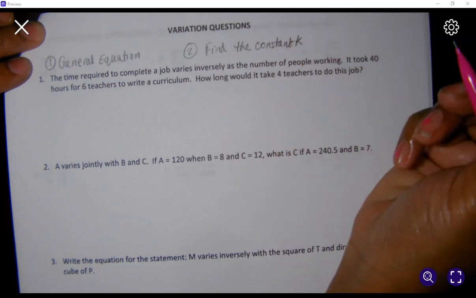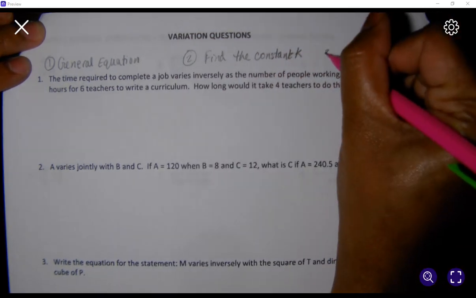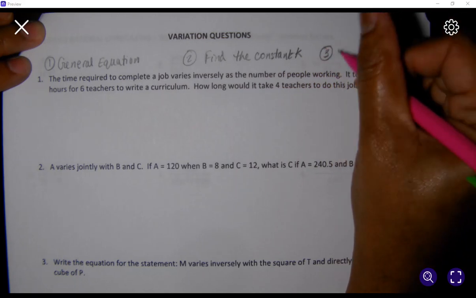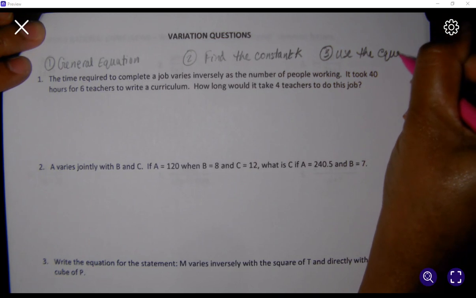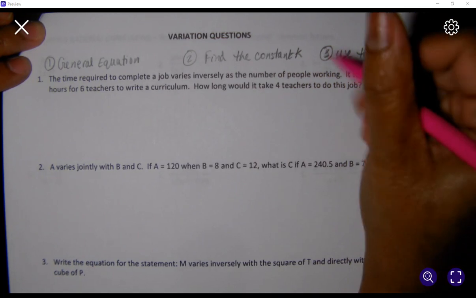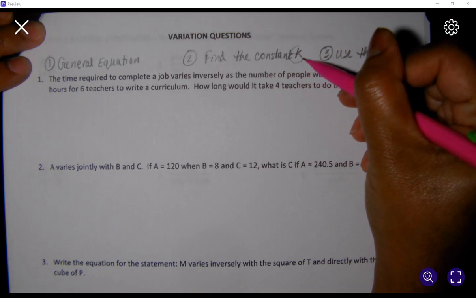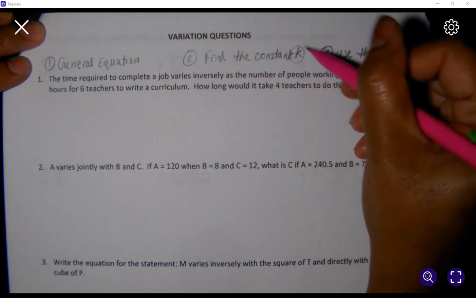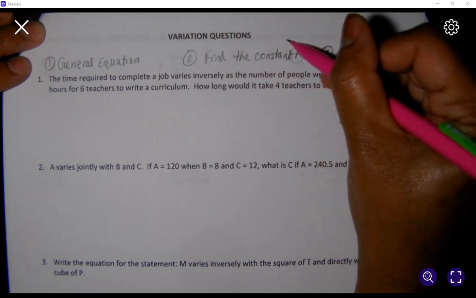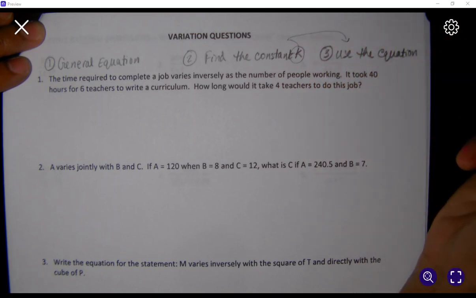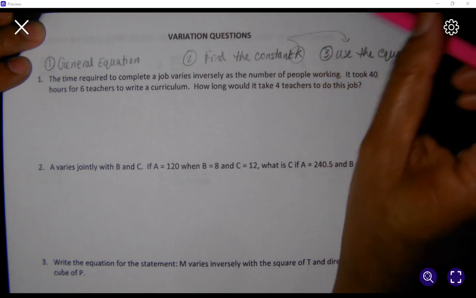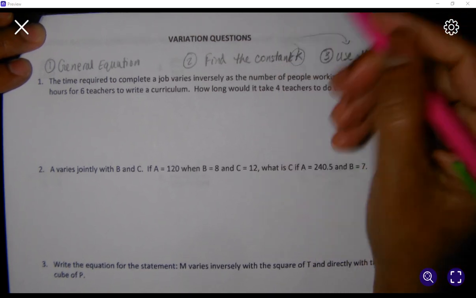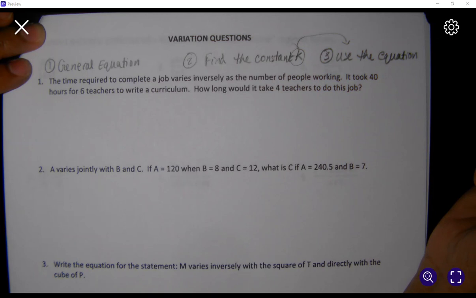And then the third step is always to use the equation. And just remember that the k that you find here always goes back in your general equation, which becomes the equation that you use here. The k always goes into your equation. Okay, so let's go ahead and start the problem.